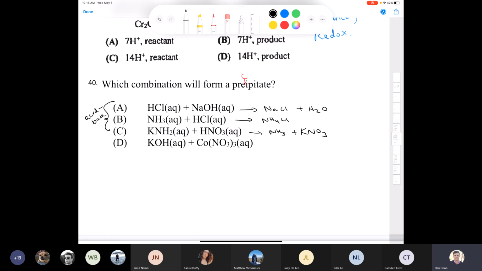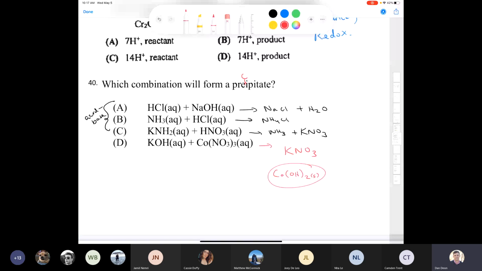But then if you combine potassium hydroxide and cobalt-3 nitrate, you end up with potassium nitrate. I'm not going to balance the reaction. And you end up with cobalt-3 hydroxide. Remember that most hydroxides are insoluble. So this is actually going to form a precipitate. It's a solid.